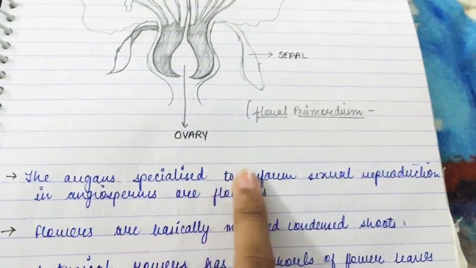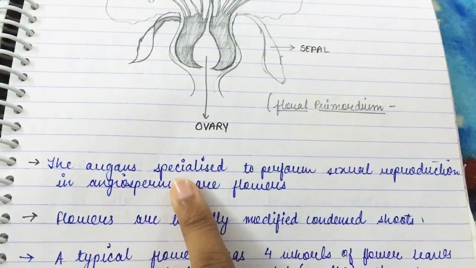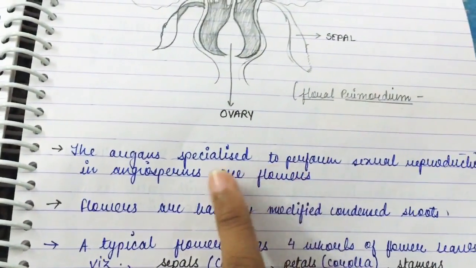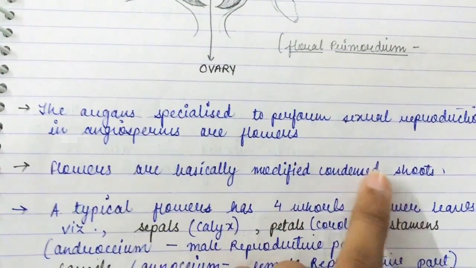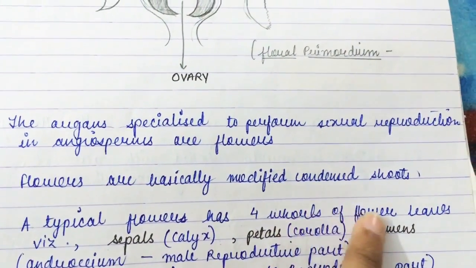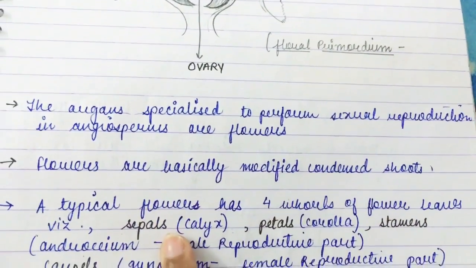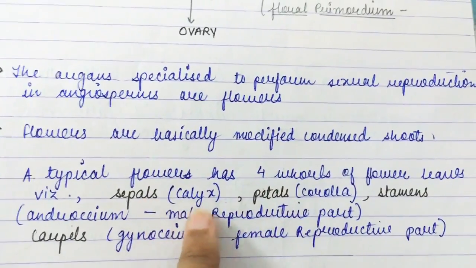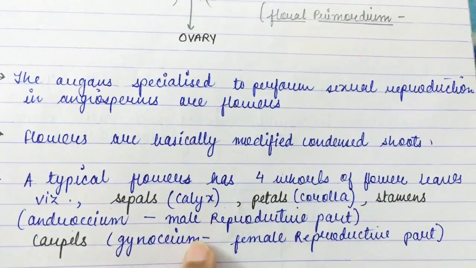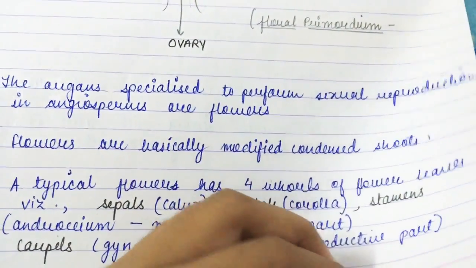The organ specialized to perform sexual reproduction in angiosperms are flowers. Flowers are basically modified condensed shoots. A typical flower has 4 whorls of floral leaves: sepals, calyx; petals, corolla; stamens, androecium, male reproductive part; carpels, gynoecium, female reproductive part.